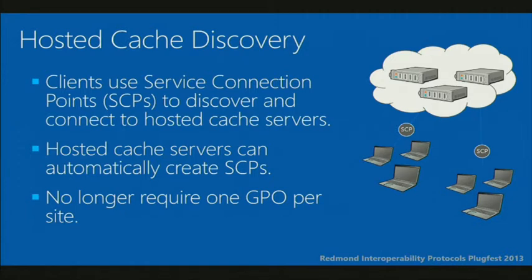For discovery, we use service connection points to discover and connect to hosted cache servers. So a hosted cache server that is configured for a particular site can register in Active Directory that it is a hosted cache server for that site, and clients can just query Active Directory to identify anything that's local and see if they want to use it.